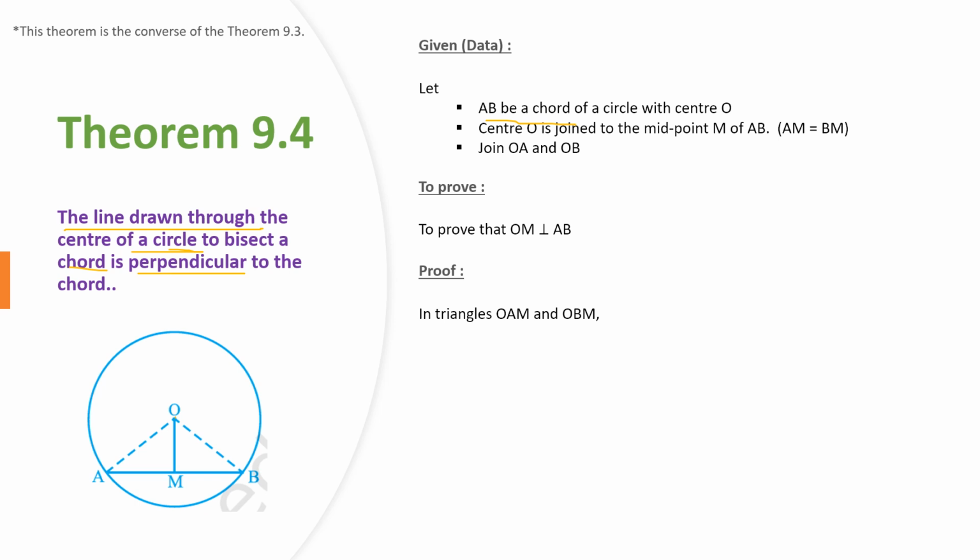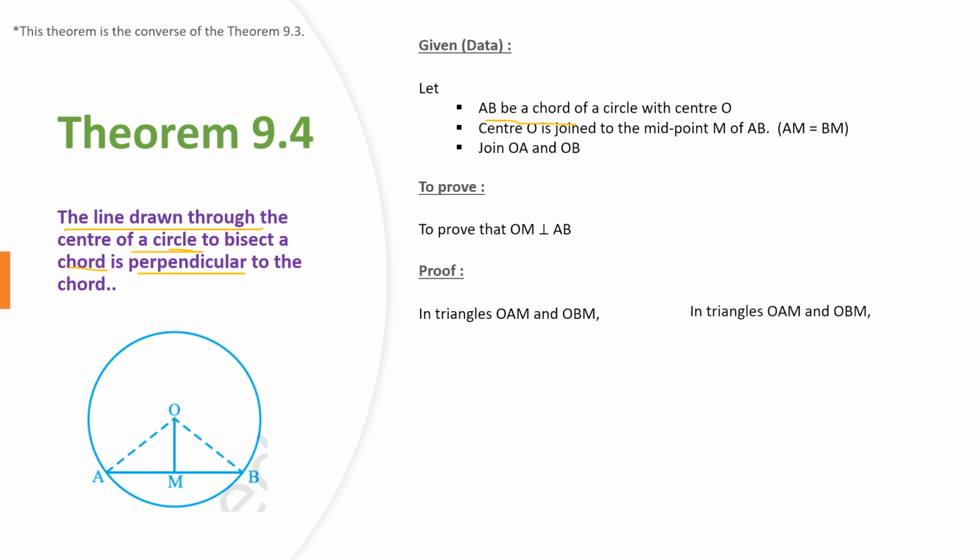It forms the two triangles. What are these? O, what is this? O M A, one triangle. Then O M B is the other triangle, right? This is triangle one, triangle two. So now let's go to the next one.